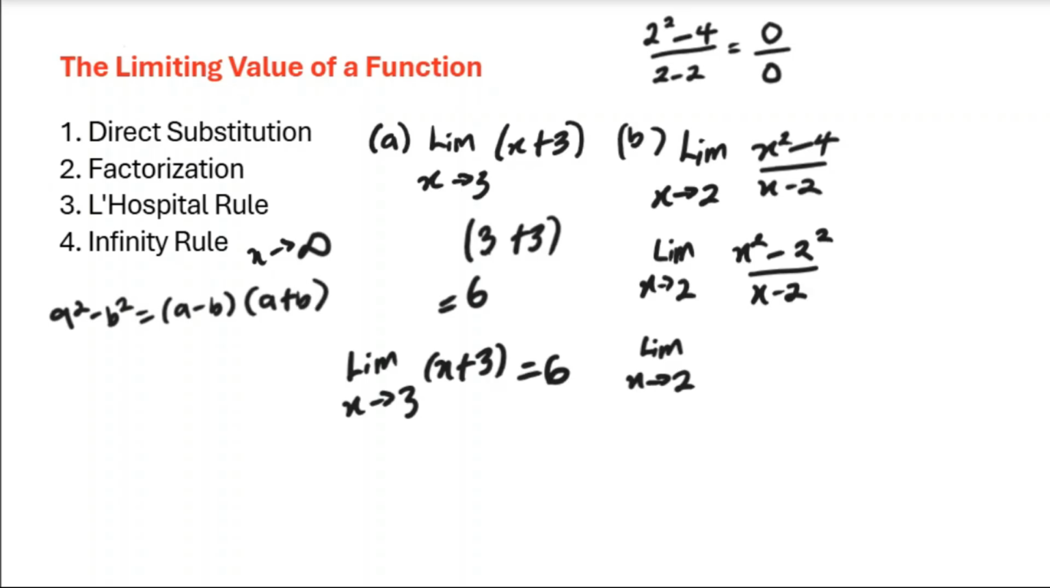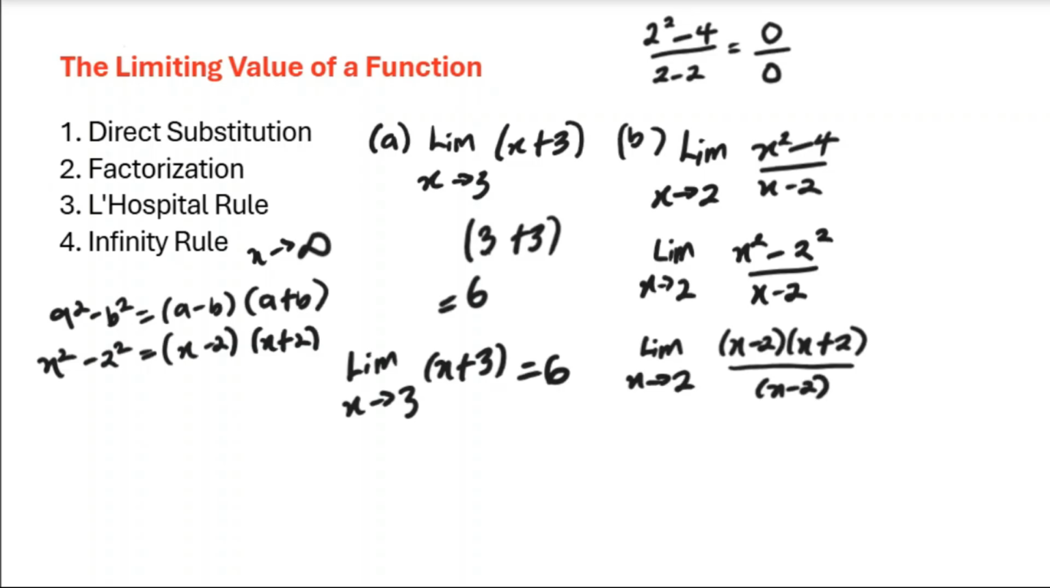So what it means is that x squared minus 2 squared would be the same thing as x minus 2 times x plus 2. So here, this will give us x minus 2 multiplied by x plus 2 divided by x minus 2. Now, x minus 2 will cancel x minus 2. We will be left with limit as x tends to 2 of x plus 2, because this has cancelled this.